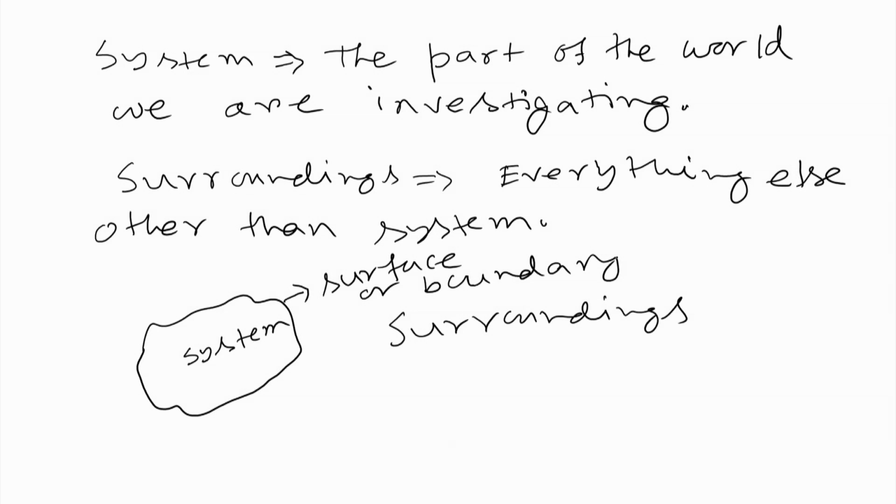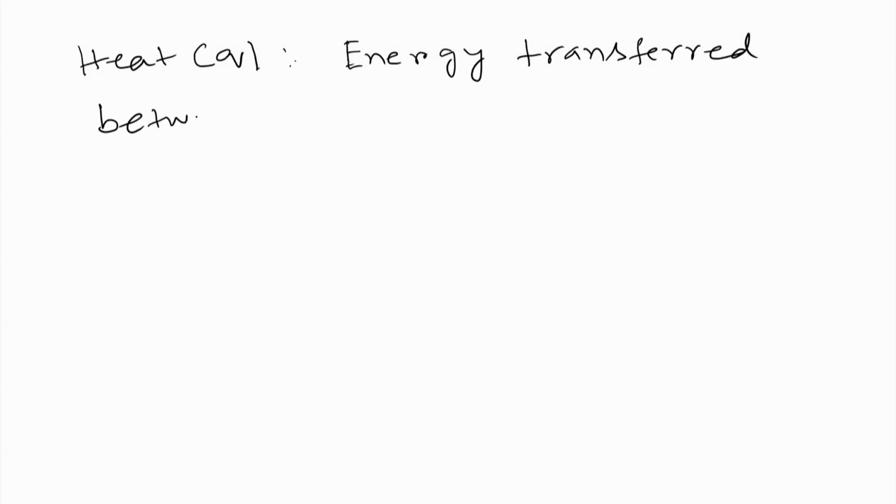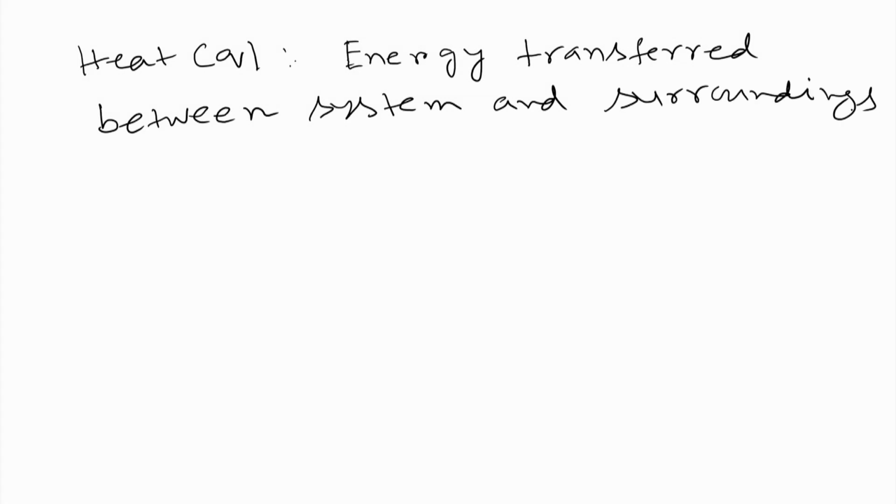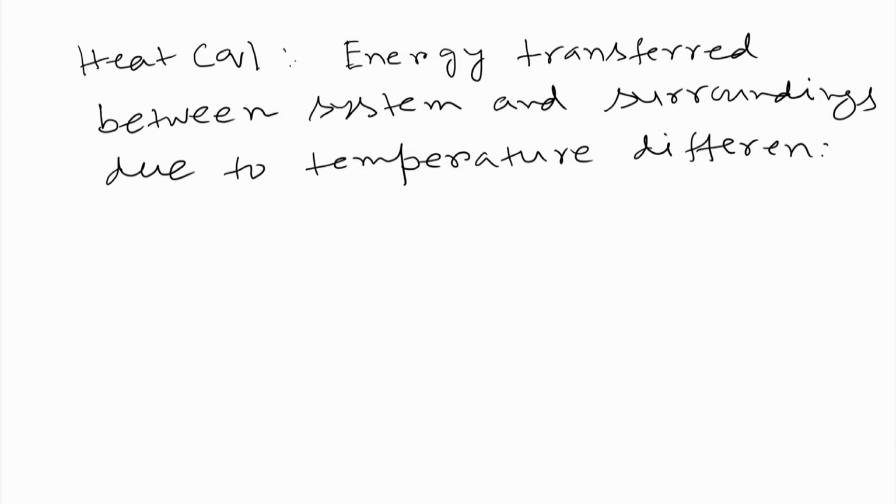So now we know what is system, what is surroundings. Next, let's define heat. What do we know by heat? Heat can be defined as energy transferred between system and surroundings due to temperature difference between them. So when there is a temperature difference between system and surroundings, we get heat.